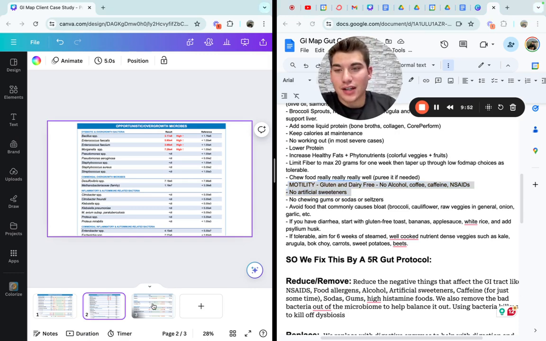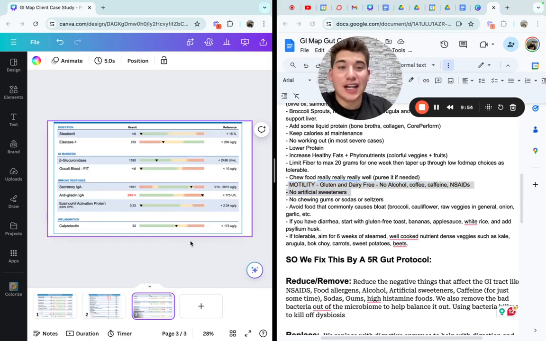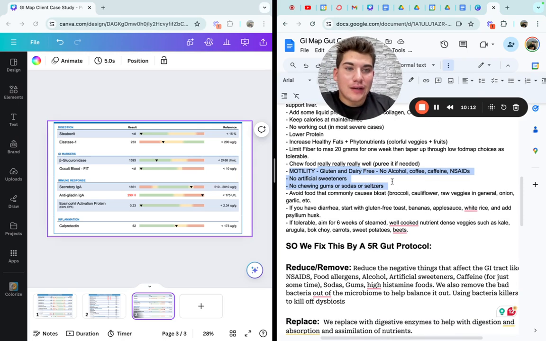gluten-free from the anti-gliadin IgA test reading. Made sure no alcohol, coffee, caffeine, obviously no artificial sweeteners. I didn't have him chew any gums. It's almost an elimination type diet for a few weeks, but obviously we reintroduced it back in. Now he's doing amazing. Obviously, we avoid some foods that cause bloat and all of that.